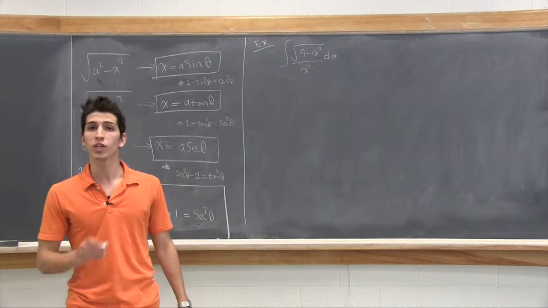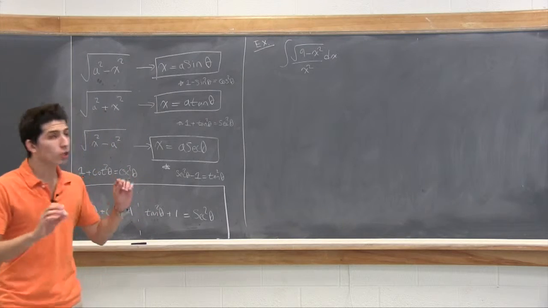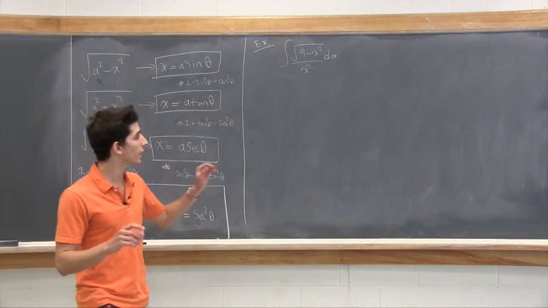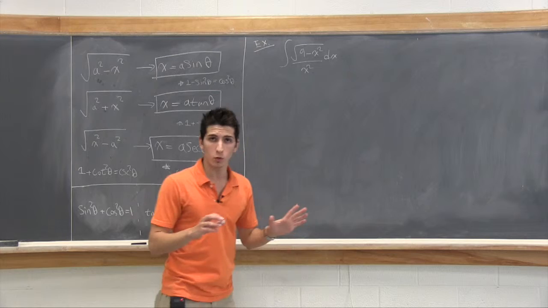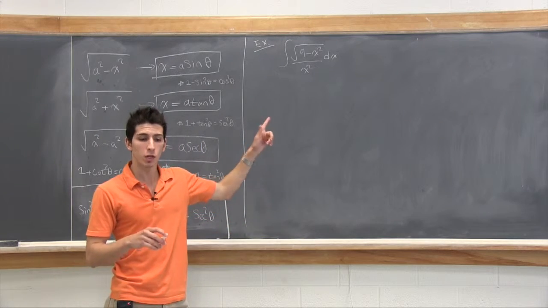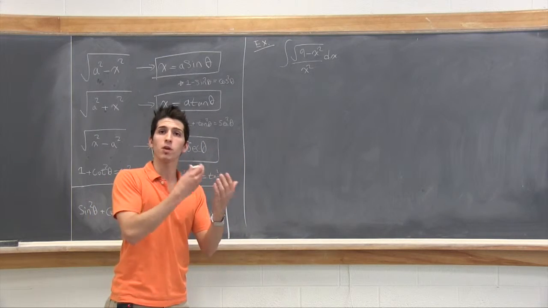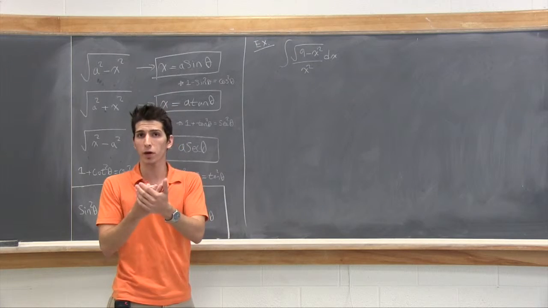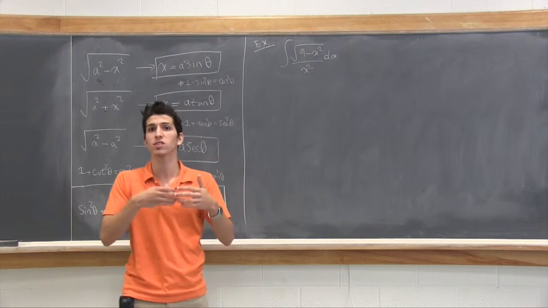A bit of work with trig substitution. So you're going to use trig substitution in the case where you have an integral containing a square root of the form some number plus or minus x squared, or x squared plus or minus some number.